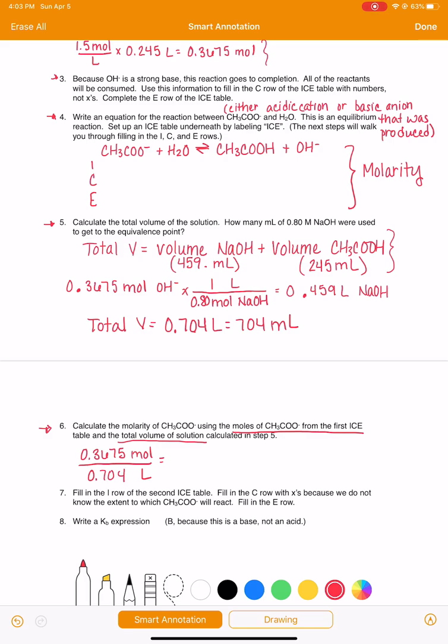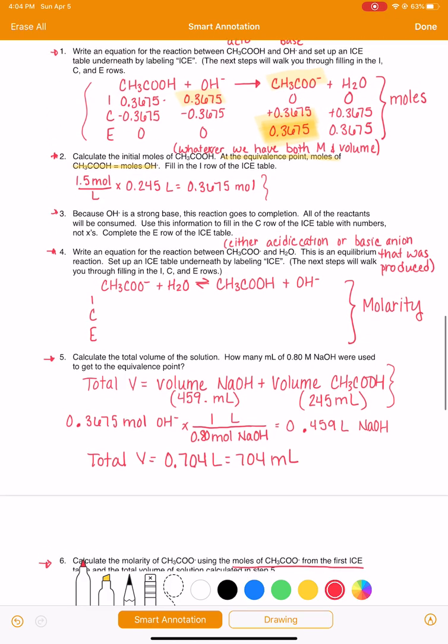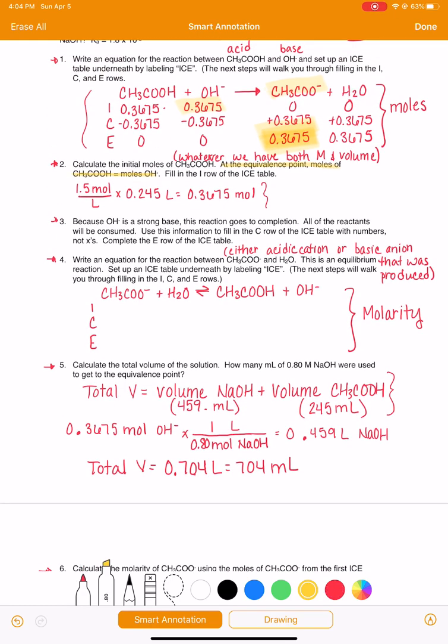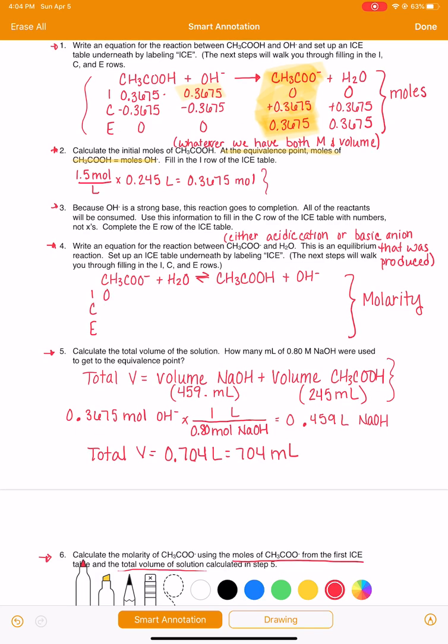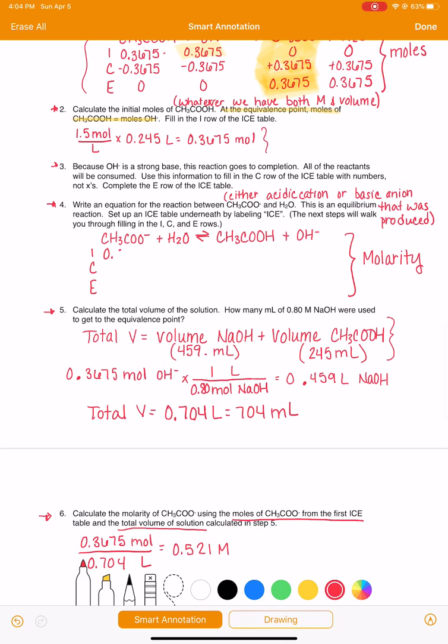0.3675 moles divided by 0.704 liters. Our molarity is 0.521. Much better. Okay. So we've calculated the molarity of the CH3COO- at the end of this particular point in the titration. And that is going to be what we start with when the acetate starts reacting with the water that's present in the solution.